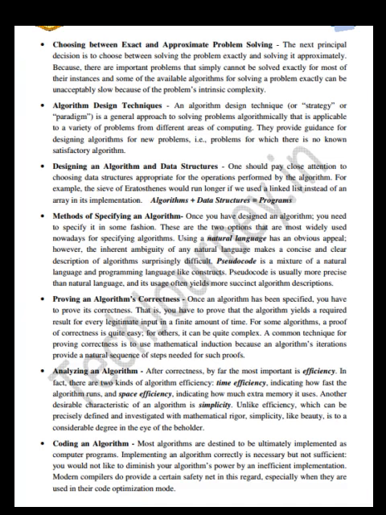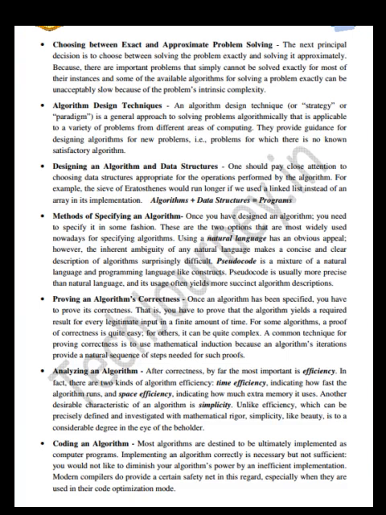In fact, there are two kinds of algorithm efficiency: time efficiency, indicating how fast the algorithm runs, and space efficiency, indicating how much extra memory it uses. Another desirable characteristic of an algorithm is simplicity. Unlike efficiency, which can be precisely defined and investigated with mathematical rigor, simplicity, like beauty, is to a considerable degree in the eye of the beholder.